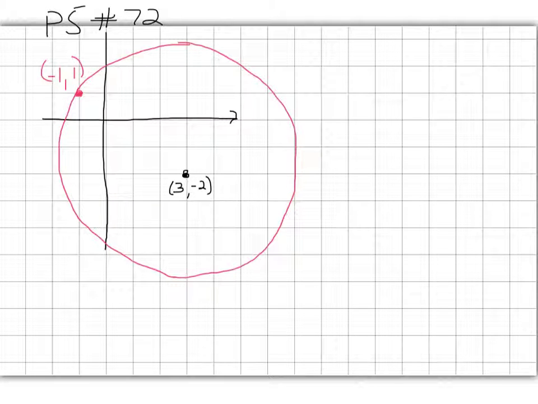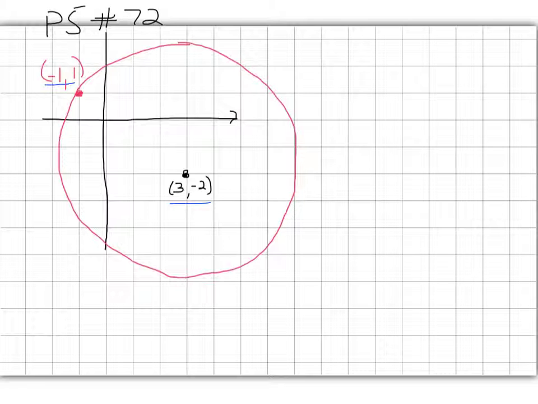P5 number 72, we're asked to construct the standard form of the equation of the specified circle. Right now, the circle has the center at (3, -2), and we know one point on the circle at (-1, 1). Given a center, we need to find the radius, and then we will have our equation for our circle, and everything will be just fine.